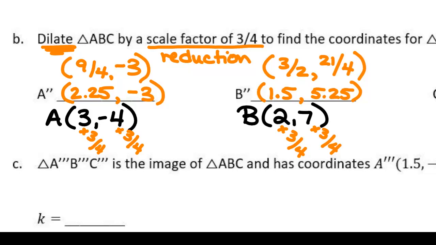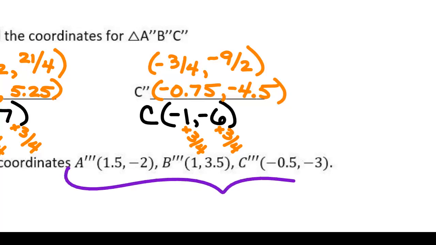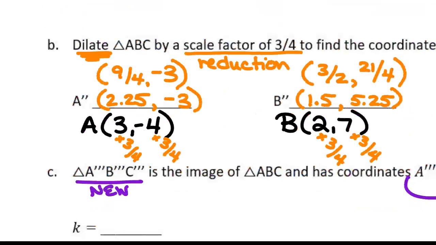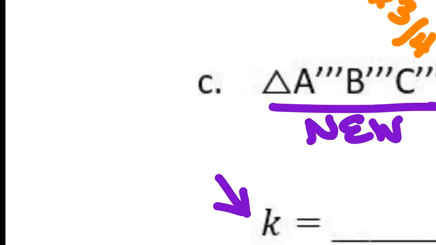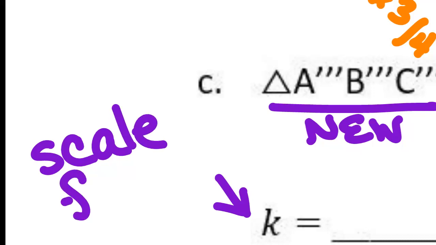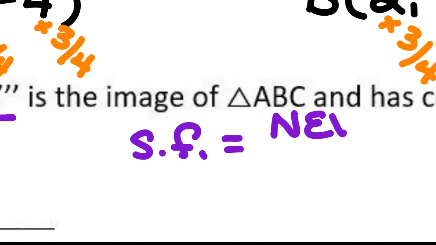In this case, we already have our dilation. We have our new triangle, A triple prime, B triple prime, C triple prime. They gave us the ordered pairs for this, and they want me to find K. What's K again? What does that mean? Scale factor. Well, I know that scale factor is new over original.